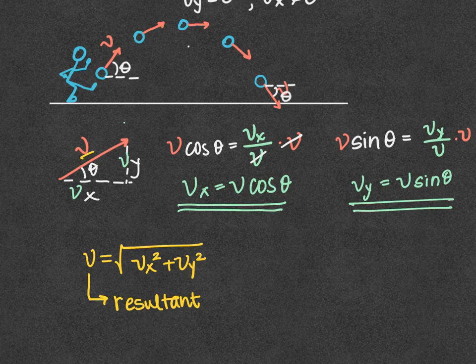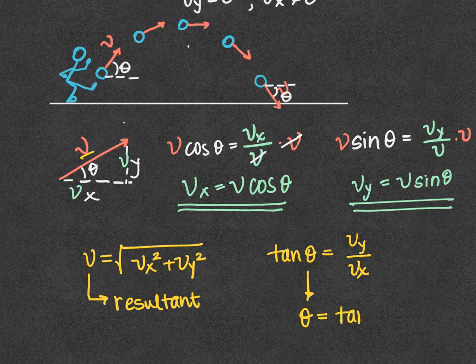Now, if I'm looking for this angle here, and I have an opposite and an adjacent side, just like we did before, you can look at the tangent function as being opposite over adjacent. Opposite in this case would be the velocity in the y direction over the velocity in the x direction. And then to solve for the angle, we would need to take the inverse tangent of both sides.